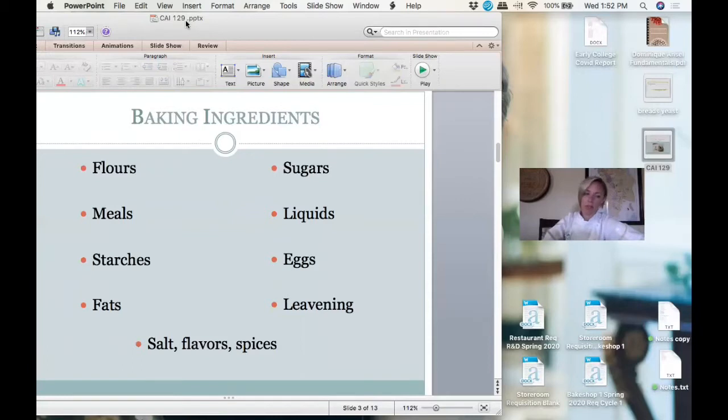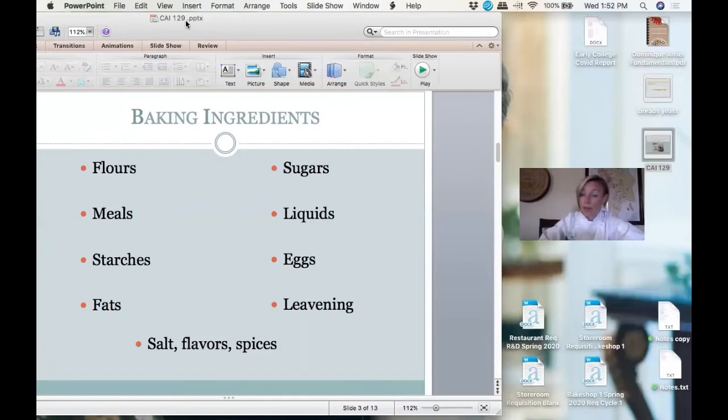So these are our different ingredients that we work with in the bake shop. I just wanted to go over each one individually just to review what the ingredients are, how we work with them, and why they are important in our baking process.